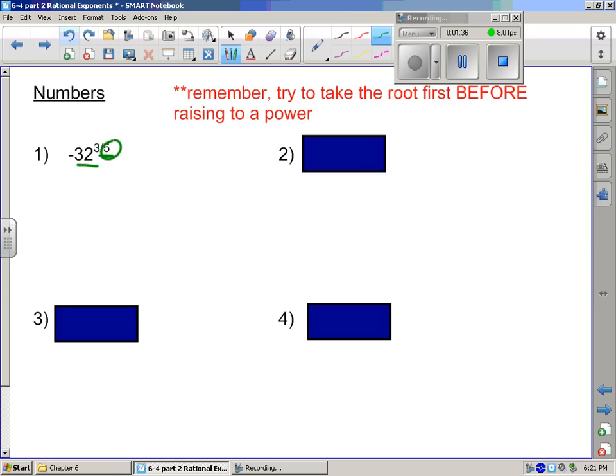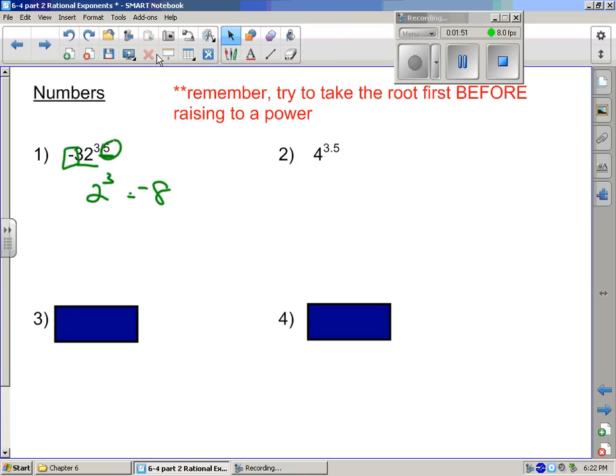So the fifth root of 32 is 2, and then I still have that power, and 2 to the third power is 8, and then we tag on our little negative sign. So that's where you got to be extra careful.